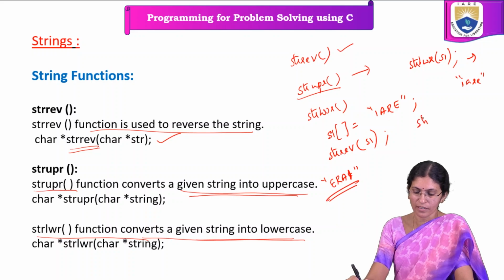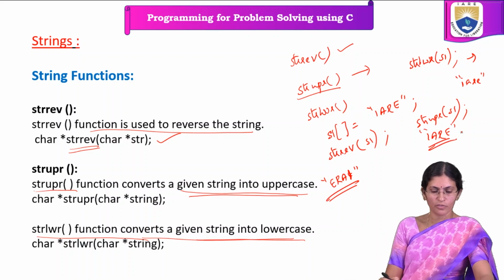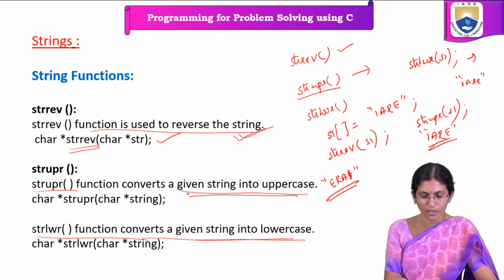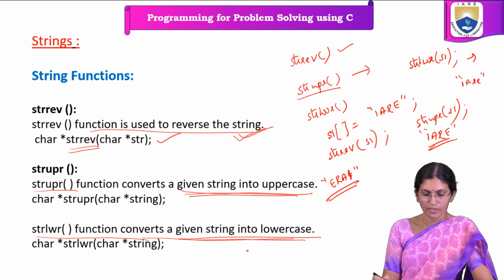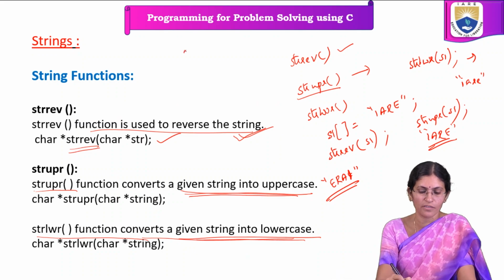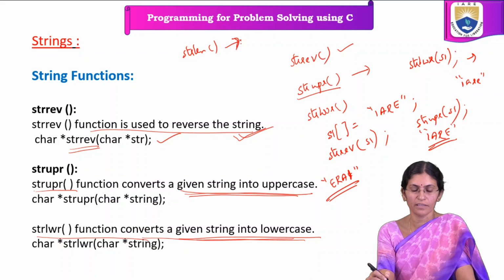Now if you apply strupr, it takes one argument, so it will return capital IARE. So in this way you can make use of these functions to reverse the string, to convert a given string into uppercase, and to convert a given string into lowercase. So in this way we have discussed various string related functions. First one is strlen. This function is used to find out the number of characters in a given string, or the length of the string.